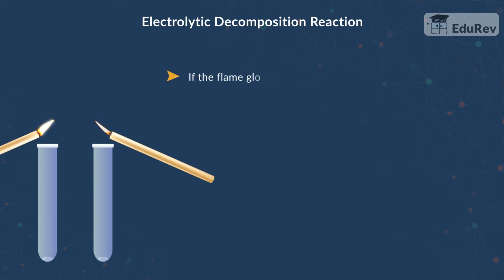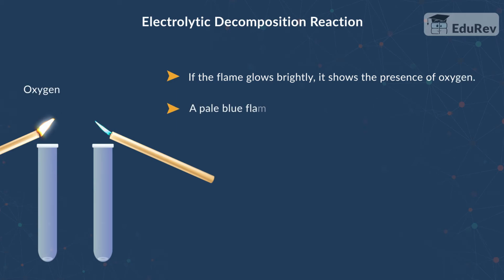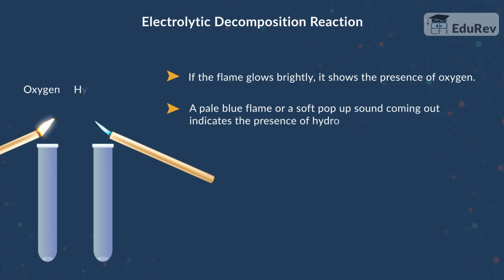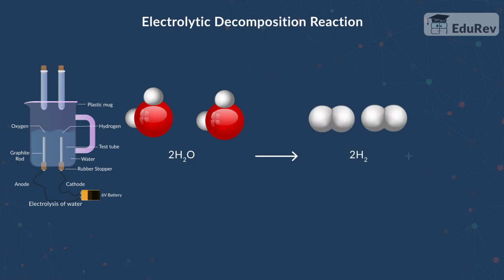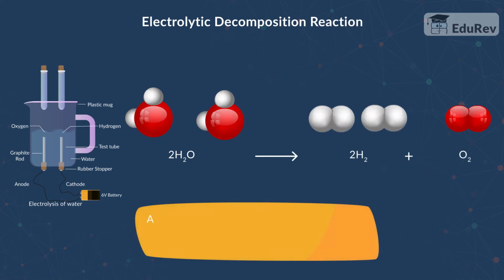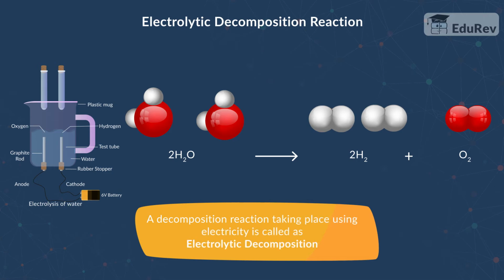If the flame glows brightly, it indicates the presence of oxygen. If we see a pale blue flame or a soft pop sound coming out of the test tube, then it indicates the presence of hydrogen. Through this experiment, we can infer that water decomposes to hydrogen and oxygen. Such type of decomposition reaction which takes place using electricity is called electrolytic decomposition.